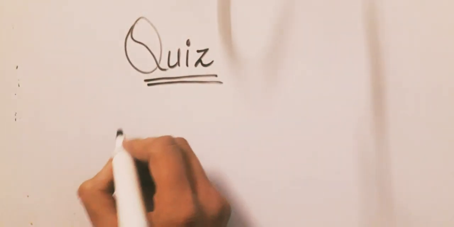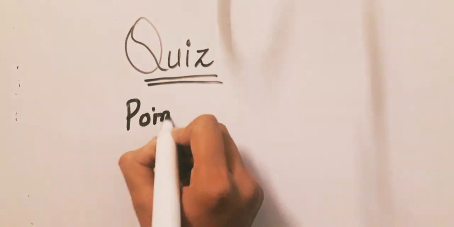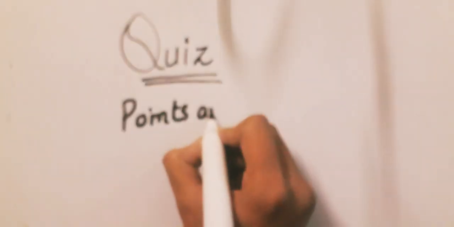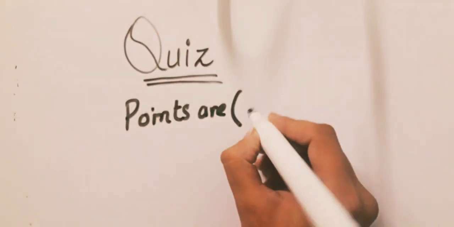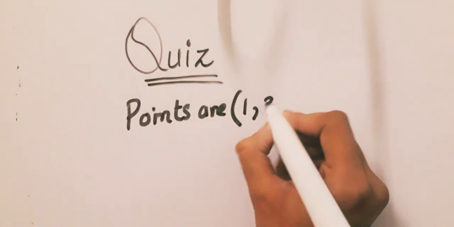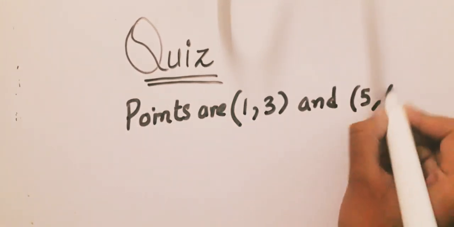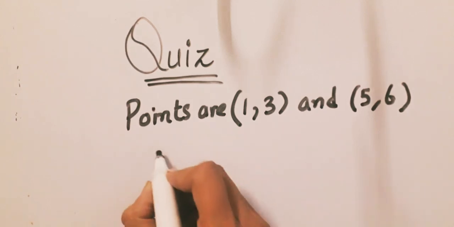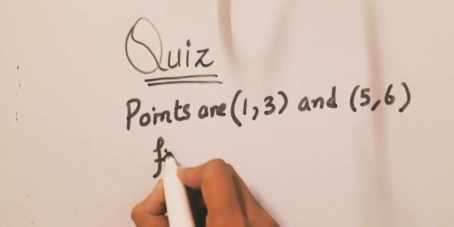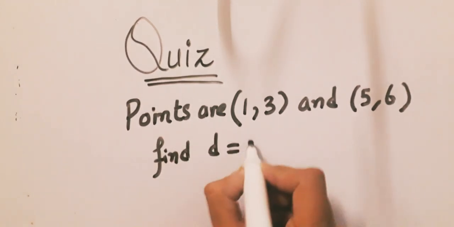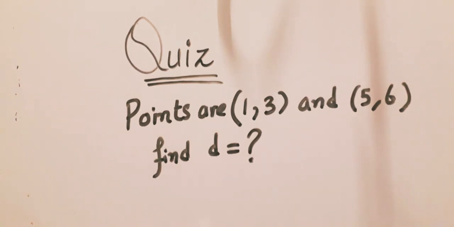Now in the last of the video I will assign you a question, that is, points are 1, 3 and 5, 6. Find D and tell us the answer in comment section.